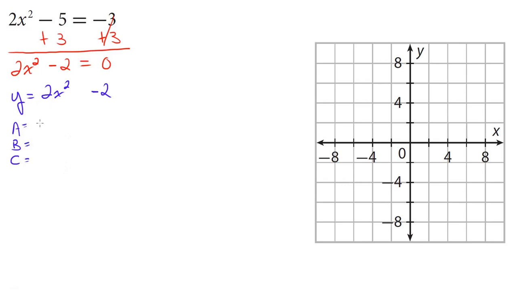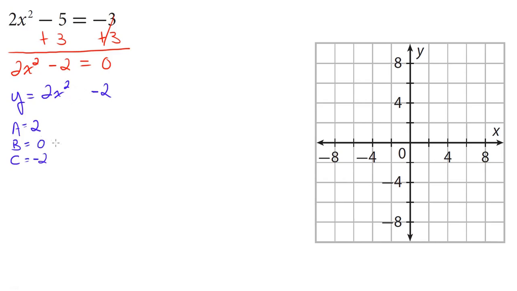We see here that our A value is 2, and we can see here this negative 2. Is this a B value or is it a C value? Now remember, the B value is the coefficient of x to the first power. We don't see an x to the first power. So this is a constant, and the constant is our C value. So what is our B value if there is no x to the first power?